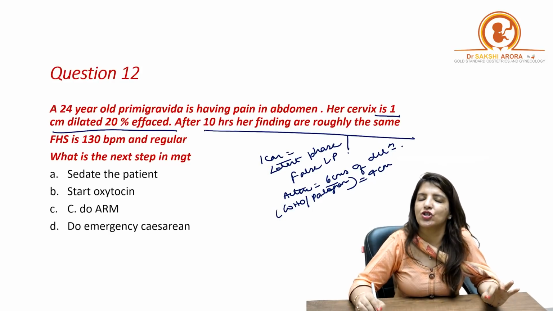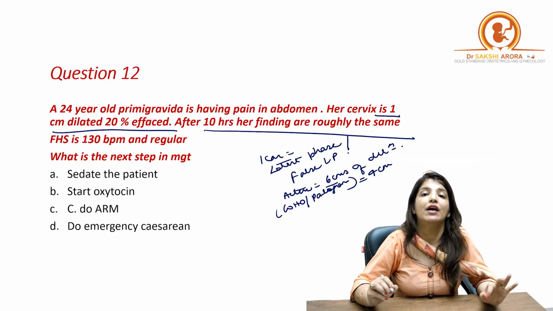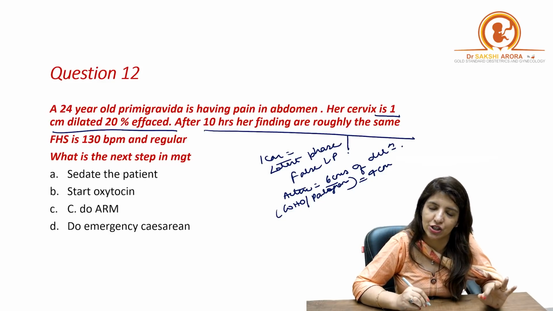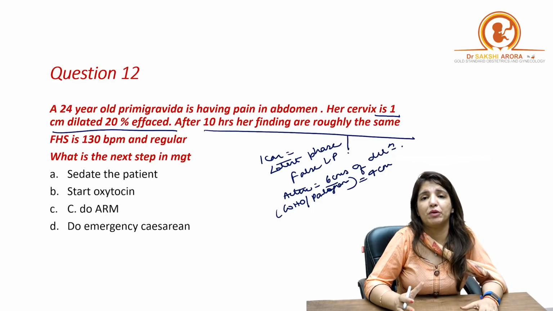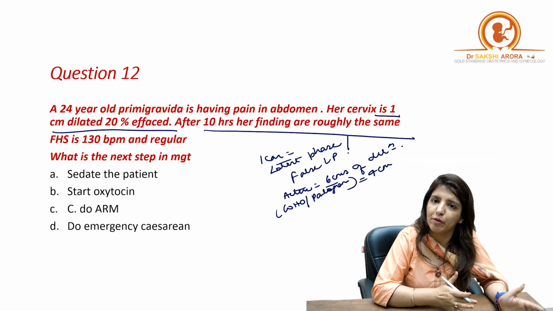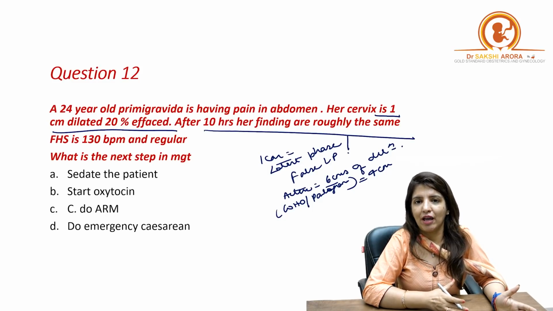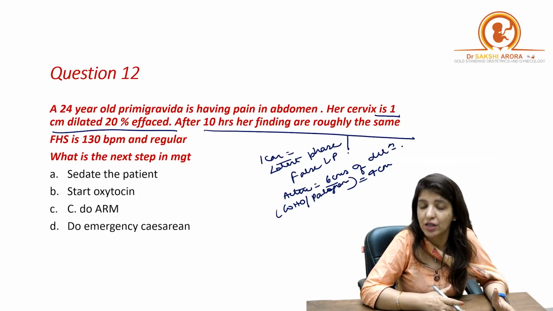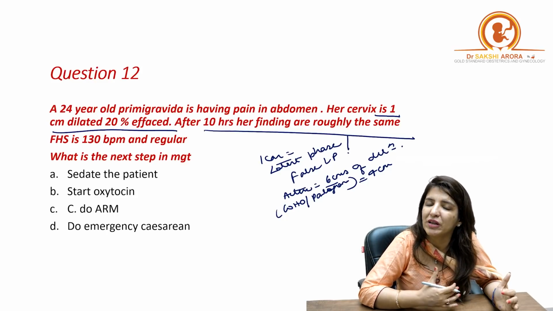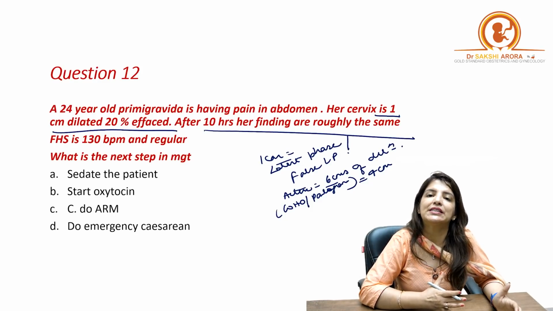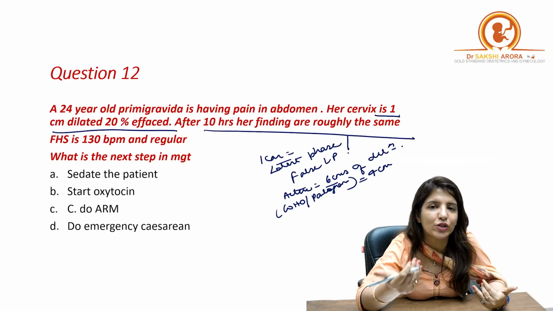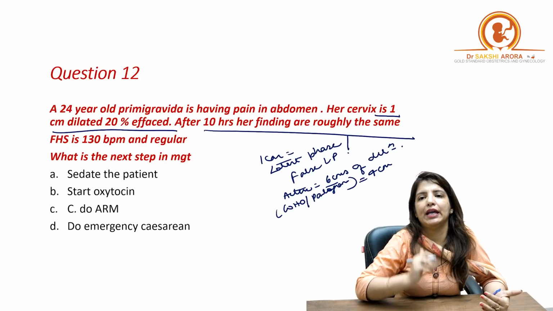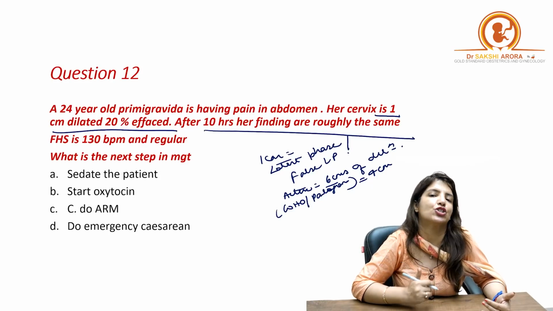Right? Now, in this question, the primigravida patient has been in labor for 10 hours. Her cervix is 1 centimeter dilated. So either she is moving towards a prolonged latent phase, or it could be a case of false labor pains. In order to differentiate between them, I am going to sedate the patient. When you sedate the patient or give therapeutic rest, false labor pains subside. Whereas true labor pains do not subside, and once the patient wakes up, she will automatically be in the active phase, or at least her dilatation would have progressed.